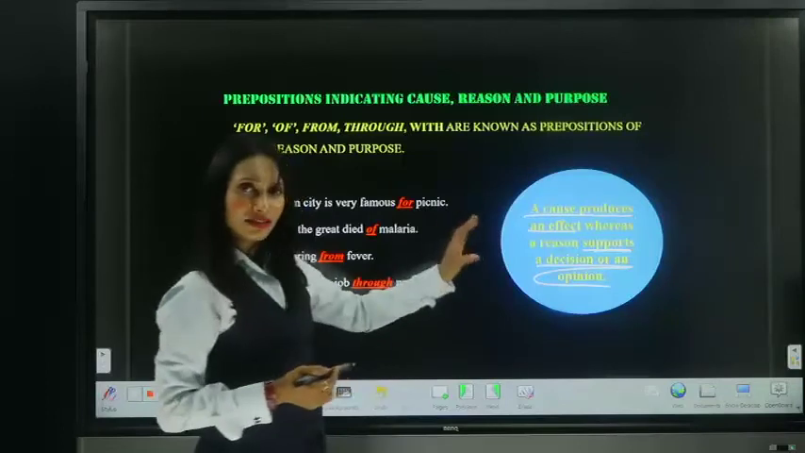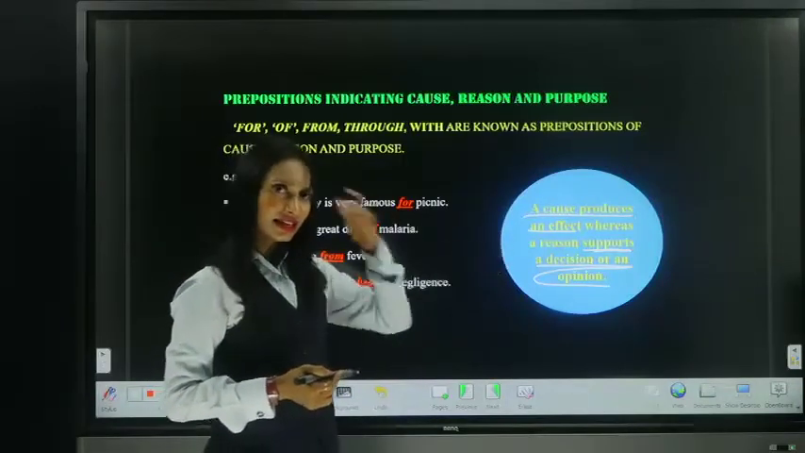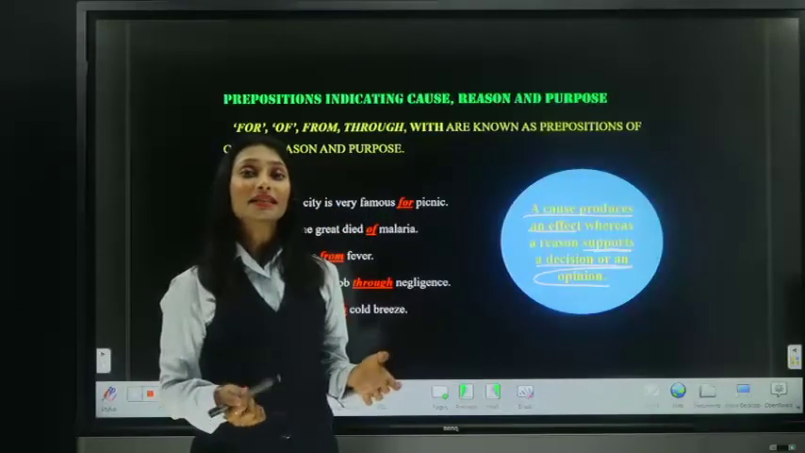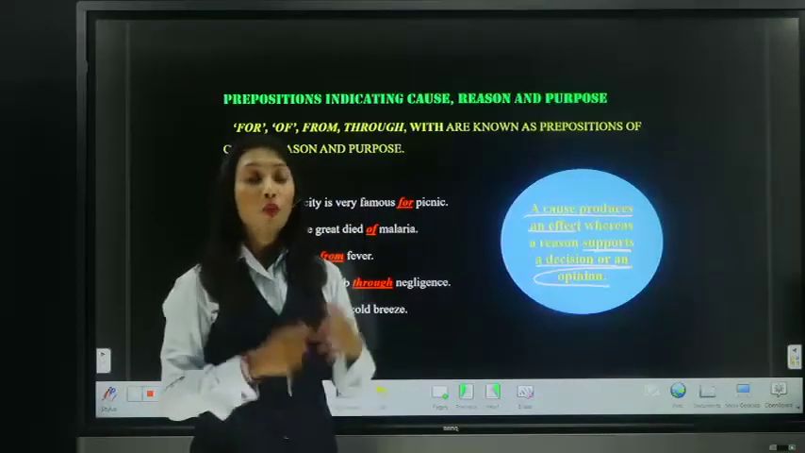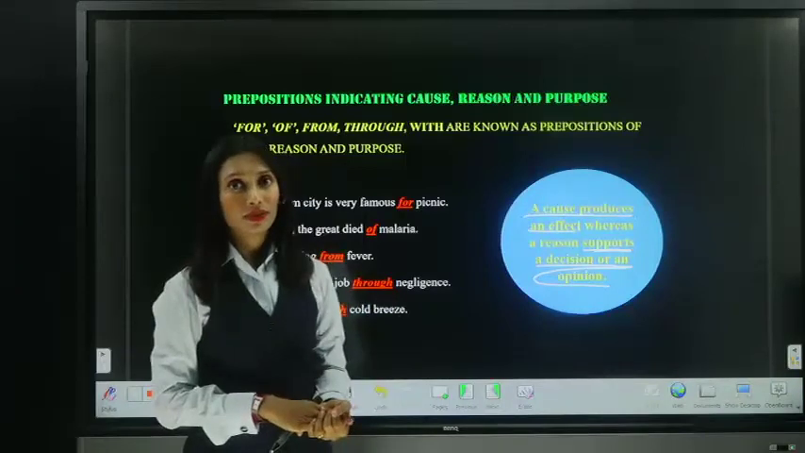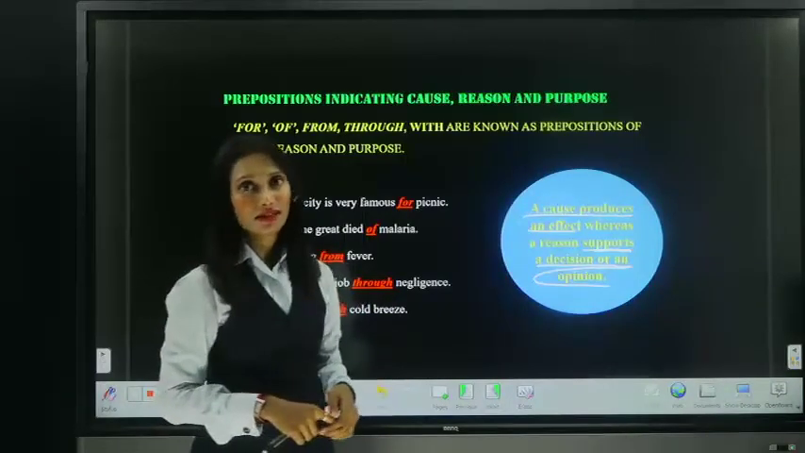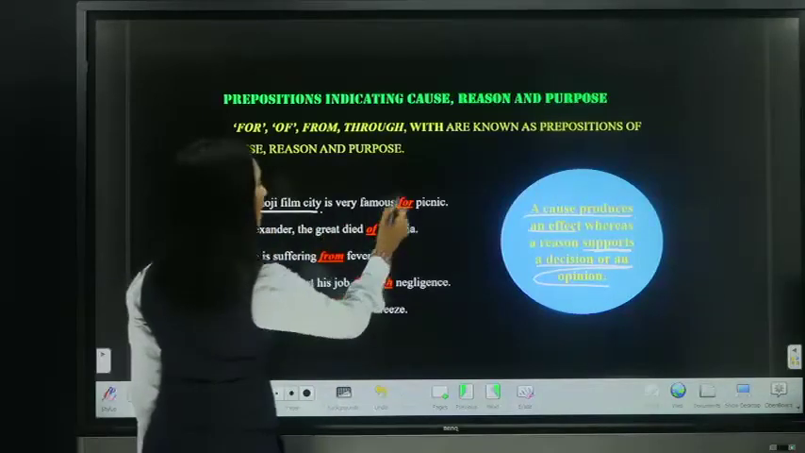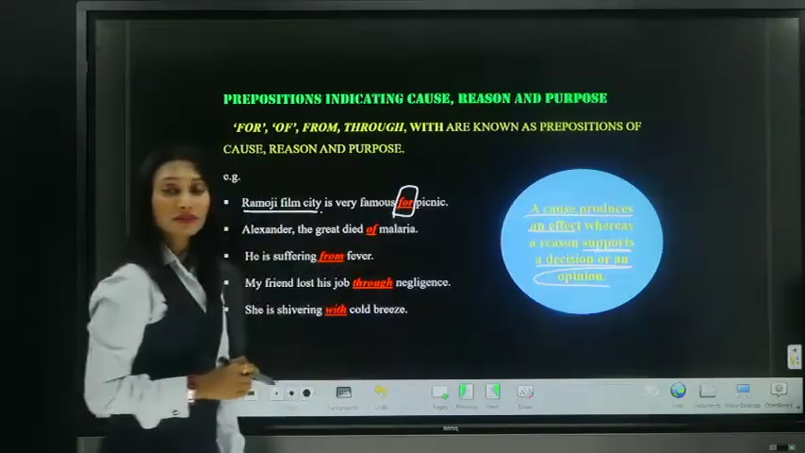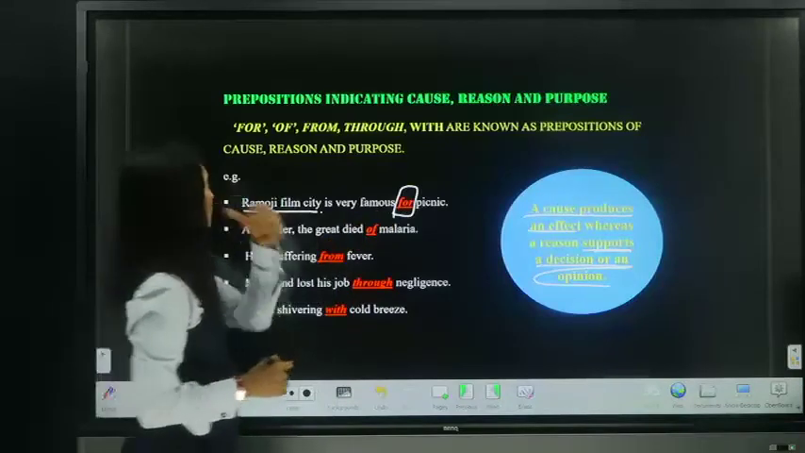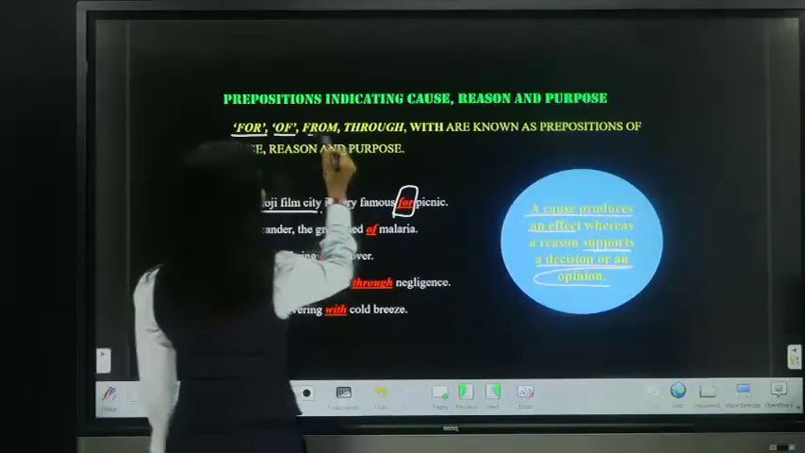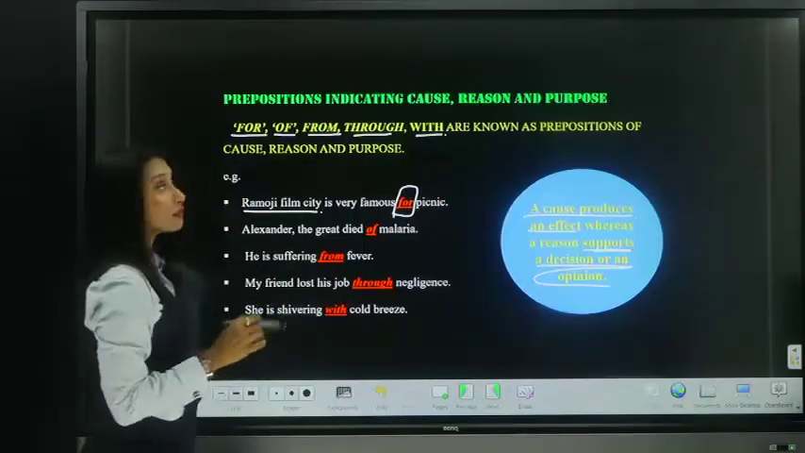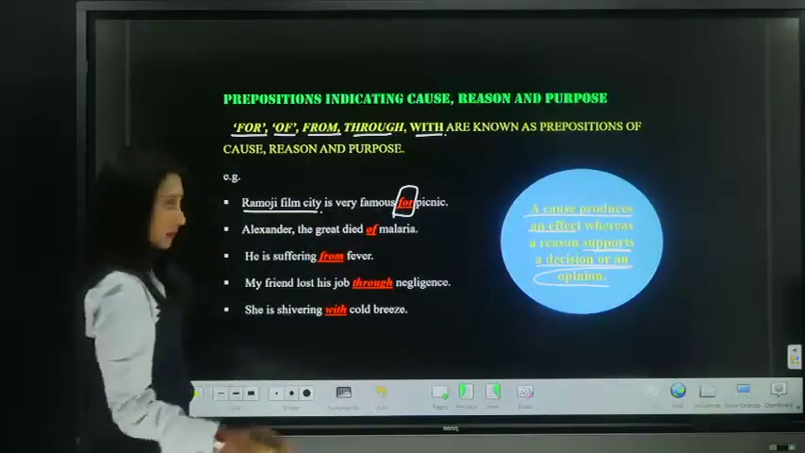Now, as we learned cause and reason, let us see purpose. What is purpose? Purpose answers the question why. Why is an action done? Why does an action take place? For example, look at this. Ramoji Film City is very famous. Why? For picnic. So, for, of, from, through, with: these prepositions are known as prepositions of cause, reason, and purpose.